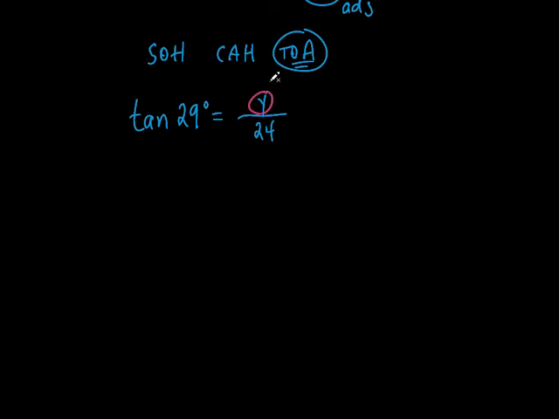Now it's just a basic algebra equation. Y is on the top, 24 is on the bottom. How do I get rid of that 24? Multiply it by 24. So I multiply this by 24, and I come over here and multiply this by 24. So look what happens. That cancels out. And now this is what I'm putting into my calculator.